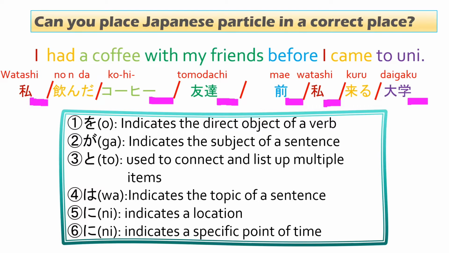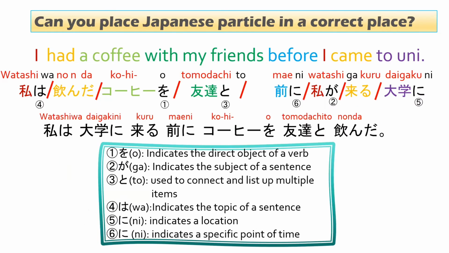And number 4, wa, indicates the topic of a sentence. And ni indicates a location. And another ni indicates a specific point in time. Okay, let's think about this. You can stop the video here and just think. Okay, here's the answer to that quiz.